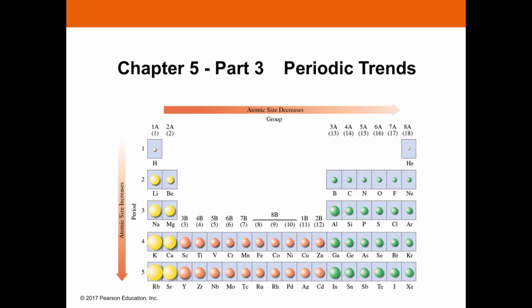To part 3 of chapter 5. Today we are going to talk about periodic trends, and we're going to wrap up our talk on electrons in atoms. So thus far we've talked a little bit about Bohr models, and the Bohr model was a change in the model from Rutherford. Right?